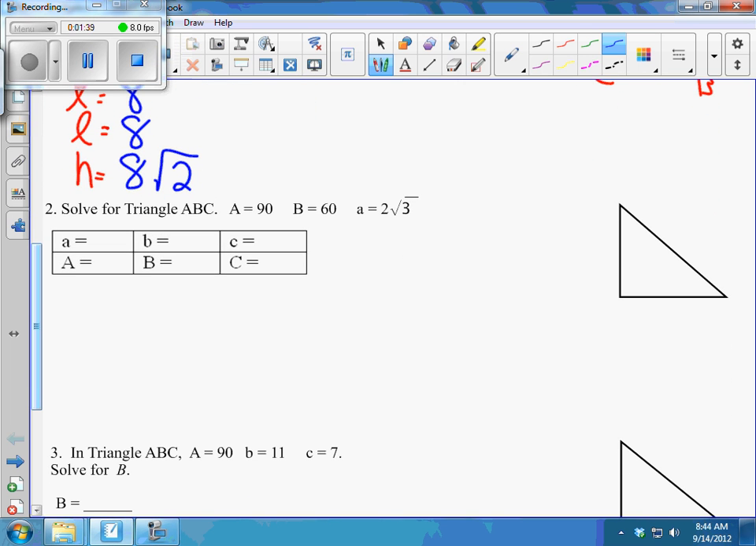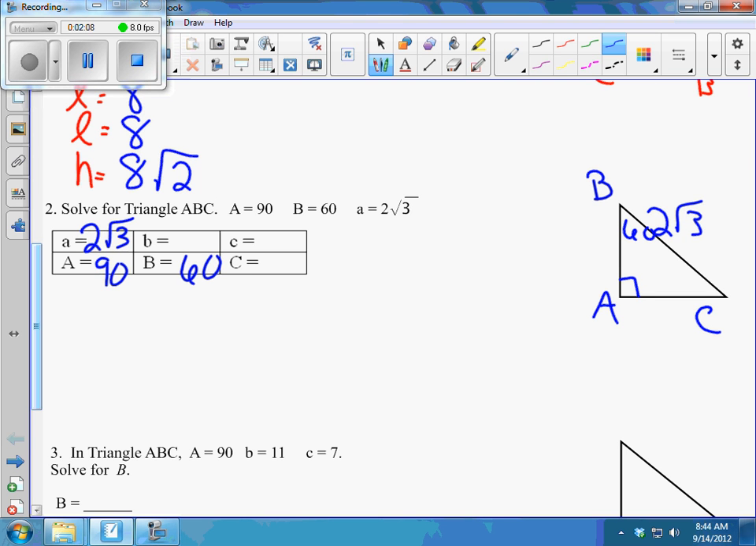So again, I'm going to take my information, fill it into my picture. I'm going to go and draw my picture. So my picture right now, angle A is my 90. And it doesn't matter, again, where I put B and C. So I'll put B up here and C up here, or down there. So A is 2 square root of 3. And big B is 60. Go ahead and mark that.